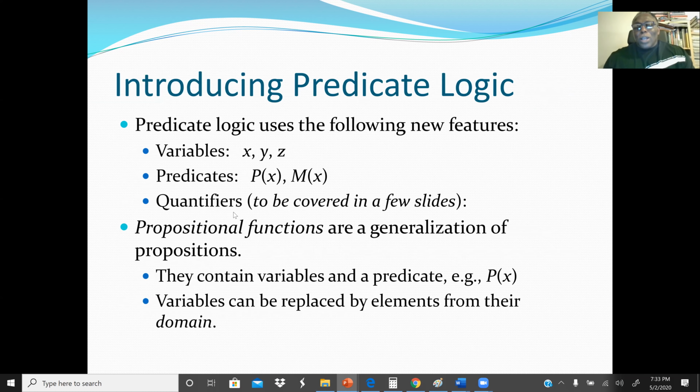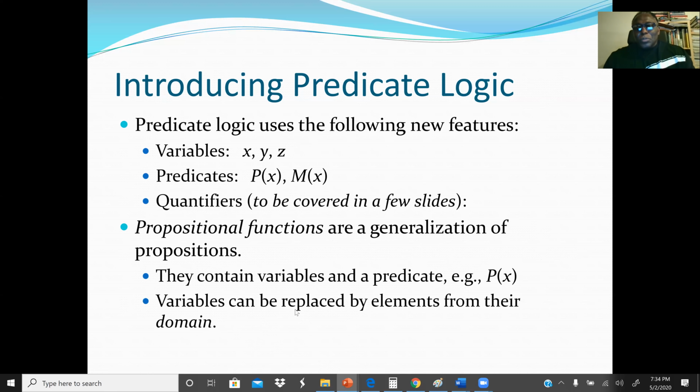Then also we may have quantifiers. Again, only two types we are talking about: for all, which means universal, and there exists, which is the existential. So propositional functions are a generalization of propositions. They contain variables and also the predicate. An example can be P(x). In this case, x is the variable, and P(x) is our predicate.